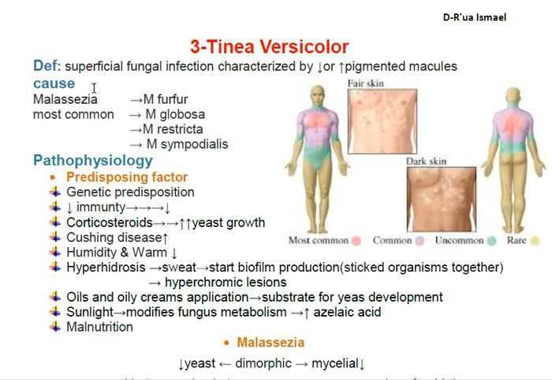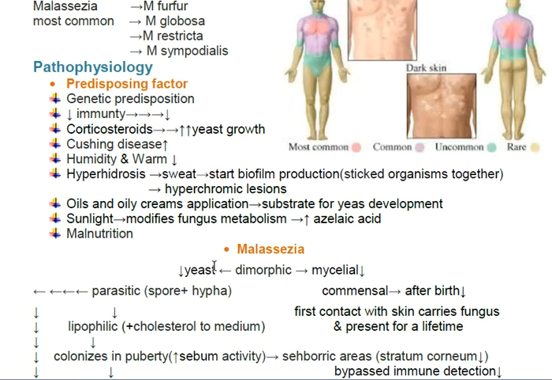Tinea versicolor is a superficial fungal infection characterized by hypo or hyperpigmented macules. It's caused by Malassezia, the most famous one being furfur. It is a dimorphic organism, commensal and parasite. There is a predisposing factor that converts this organism from commensal to parasitic.